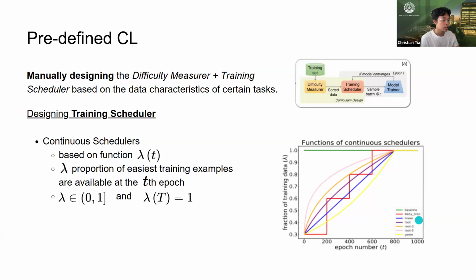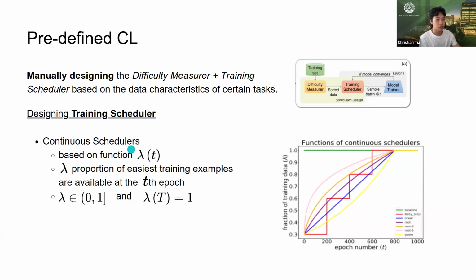It actually includes here baby step, which is a discrete scheduler, but it just adds it here. You can see that at the start, the threshold here is 0.3. That would be like the first bucket, everything below 0.3 difficulty. And then at some defined point, 200, it would jump up to 0.6 and jump up to 0.8 at 400, etc., until the whole data set is used.